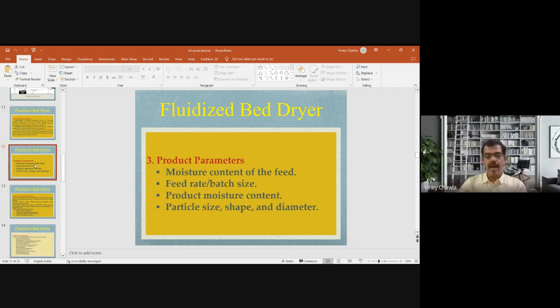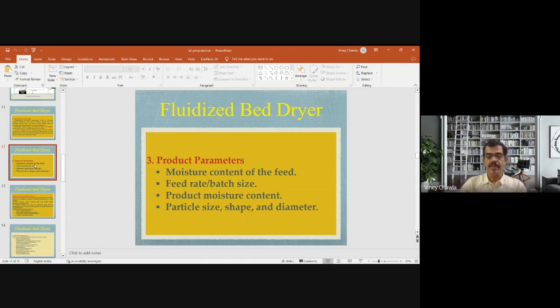Next and last are the product parameters, moisture content of the feed. If the feed is too moist, then we cannot achieve very quick drying times. Then feed rate or the batch size. Even if the moisture content of the feed is less, but if it is being fed at a higher speed, then the product characteristics will be influenced. The starting moisture of the feed and the desirable moisture content of the product both are important.